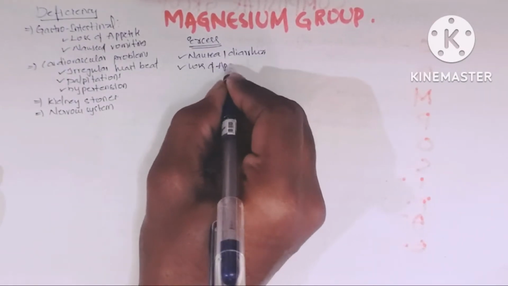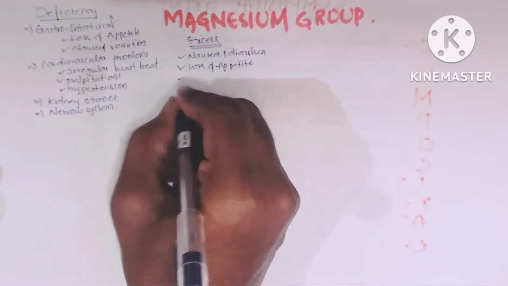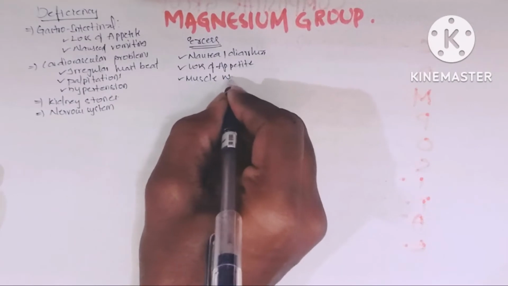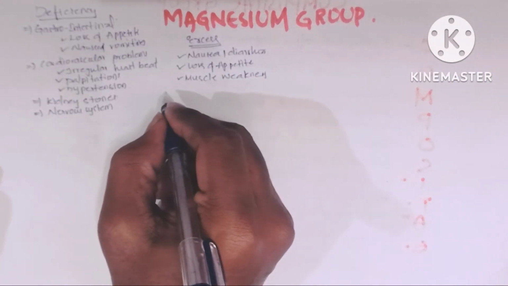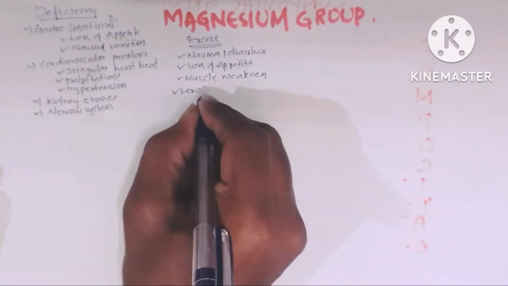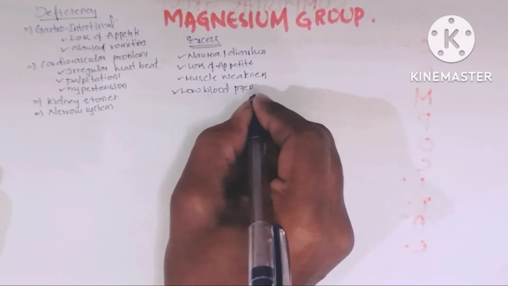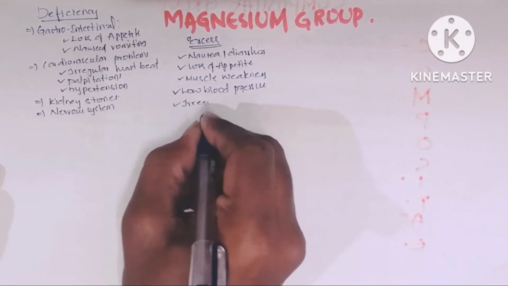And coming to the excess of the magnesium group: nausea and diarrhea, loss of appetite, and muscle weakness, low blood pressure, irregular heartbeat.